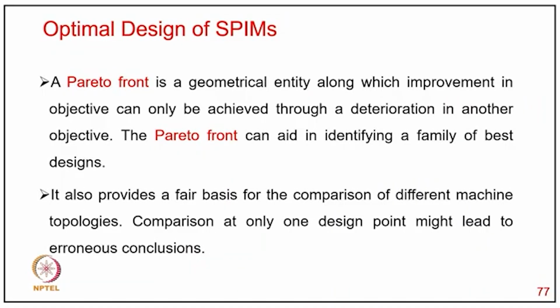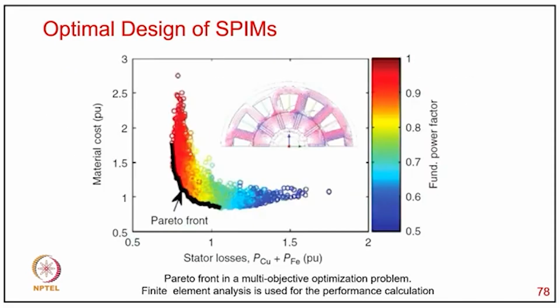A Pareto front is a geometrical entity along which the improvement in one objective can only be achieved through deterioration in another objective. So the Pareto front can aid in identifying a family of the best designs. It also provides a fair basis for the comparison of different machine topologies, and comparison at only one design point might lead to erroneous conclusions. And this is typically a Pareto front diagram showing material cost and the fundamental power factor along with the stray loss with respect to that. Finite elements are used for the performance calculation.